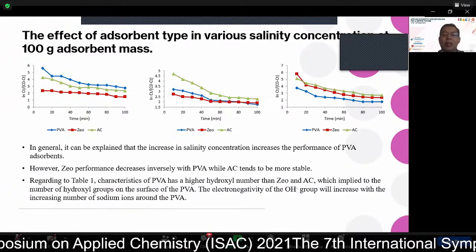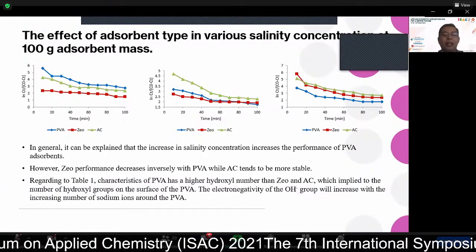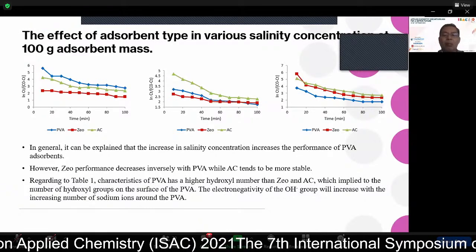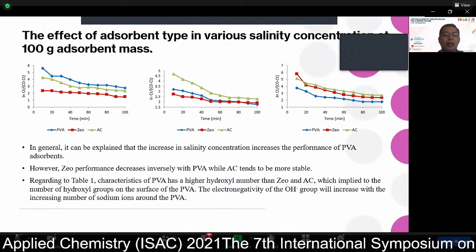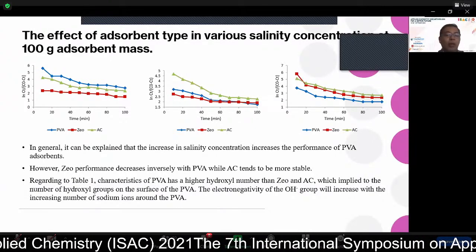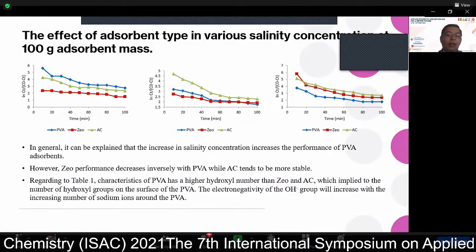In general, it can be explained that an increase in salt concentration increases the performance of the PVA adsorbent. However, zeolite performance decreases inversely, meanwhile activated carbon tends to be more stable.